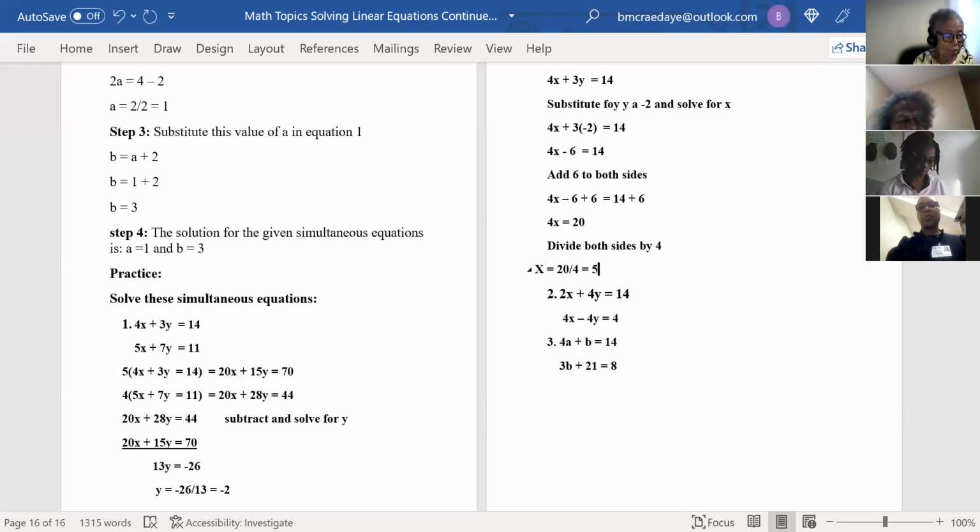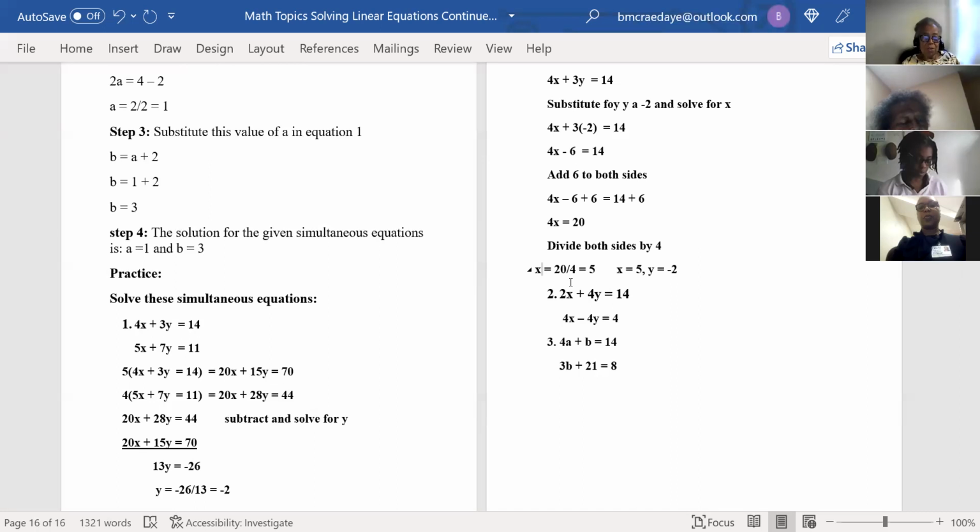So your answers are what? Just put here x equal 5 and y equal minus 2. Plus 2. No, minus 2. Yeah. So those would be the answers for that simultaneous equation. Okay.